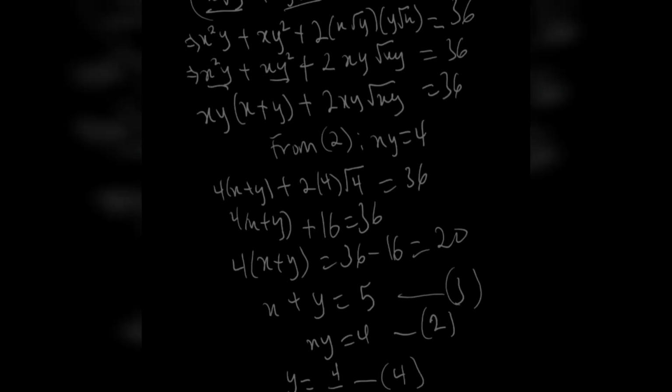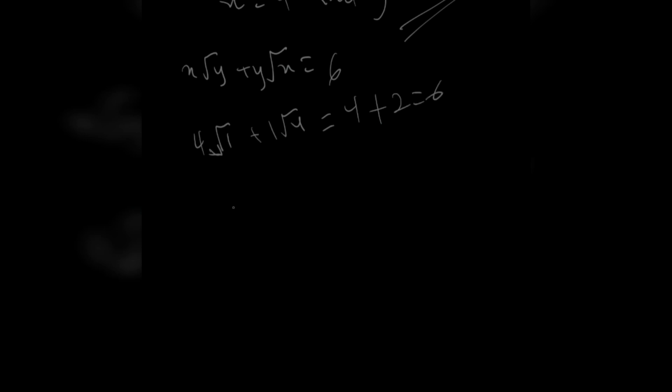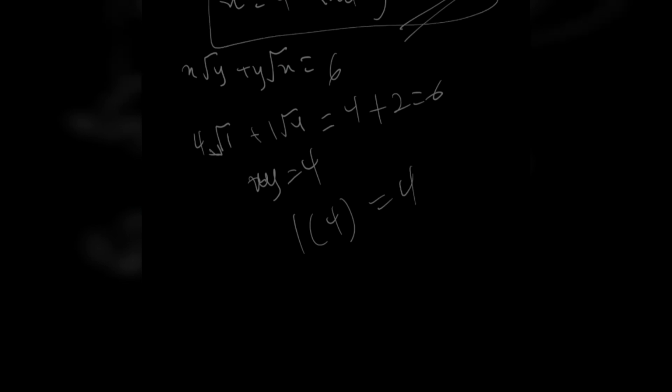Okay, let's test it to see if it works. For our first equation, it was x root y plus y root x equals 6. x is 4, y is 1, so we get 4 root 1 plus 1 root 4. Let's simplify to see if we get 6. 4 root 1 is the same thing as 4. 1 root 4 is 2, so it gives us 6. And then for the second equation, xy equals 4. 1 multiplying 4 is also 4. So our final answer is correct.